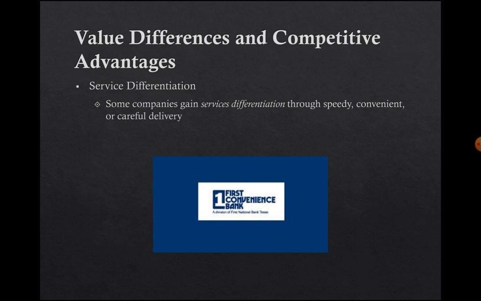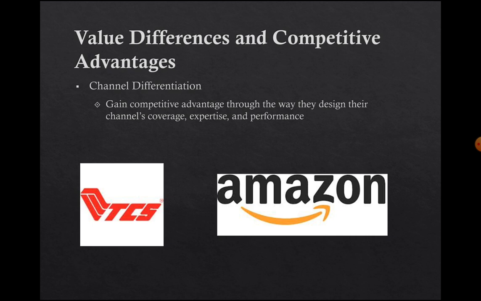So when we talk about services, service differentiation is basically about speediness, convenience, and careful delivery. For example, over here we have seen First Convenience Bank. Why can First Convenience Bank be differentiated from the rest of the banks? Maybe based upon the online services they're offering, maybe the sort of loans they're offering, maybe how quickly you can go into the bank and get things done. That can be one of the basic differences, and this difference can create a certain position, perception and belief within the minds of the customer.